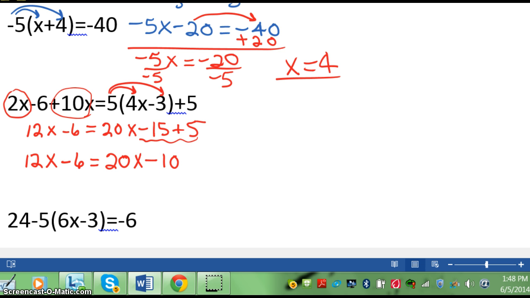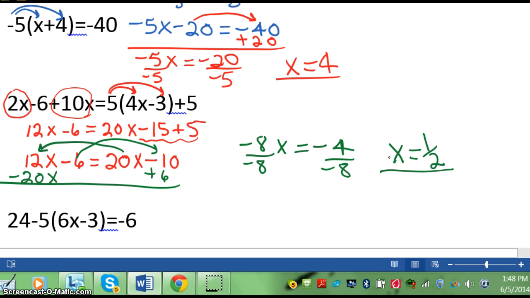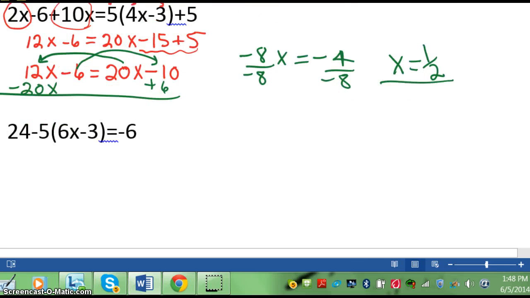And then let's just start solving the equation. Bring your 20 over, making that negative 20x. Bringing the negative 6 over, making that plus 6. So we'll come up with negative 8x equals negative 4. Divide both sides by a negative 8. X equals 1/2. So on that one, that's a little bit long, but I would combine like terms first thing. That makes it a lot easier.